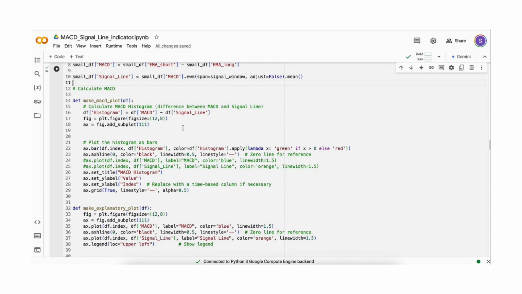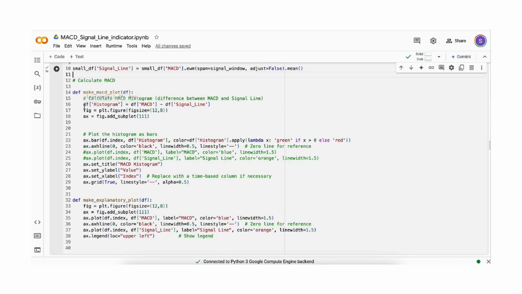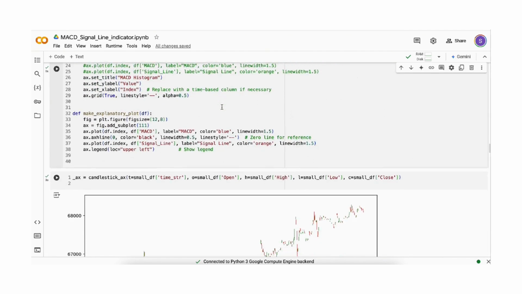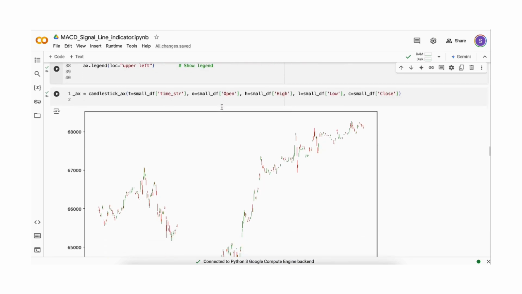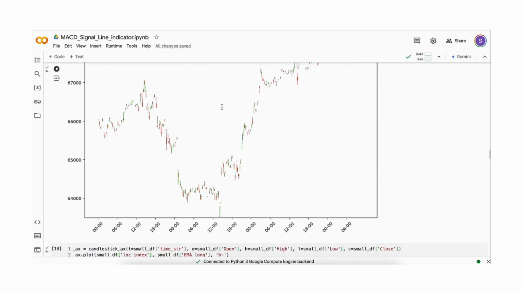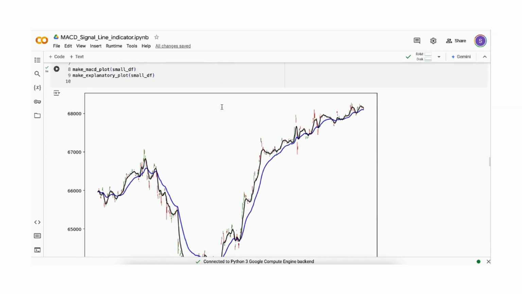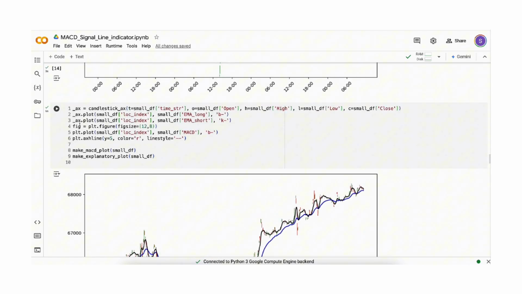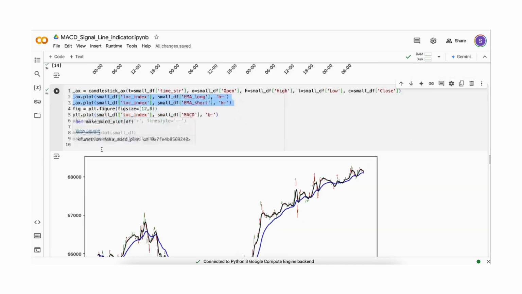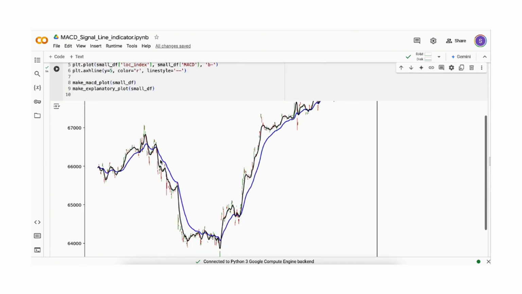And then we take the final step where we make the histogram plot, and we say that the histogram is simply the difference of the MACD and the signal line. And then that helps us make a bunch of plots. And these are the plots that I went through with you for visualization. This is simply the price action. And here we plot the price action, and on top of that, we plot the fast and the slow moving average. And you can see that here in this plot.